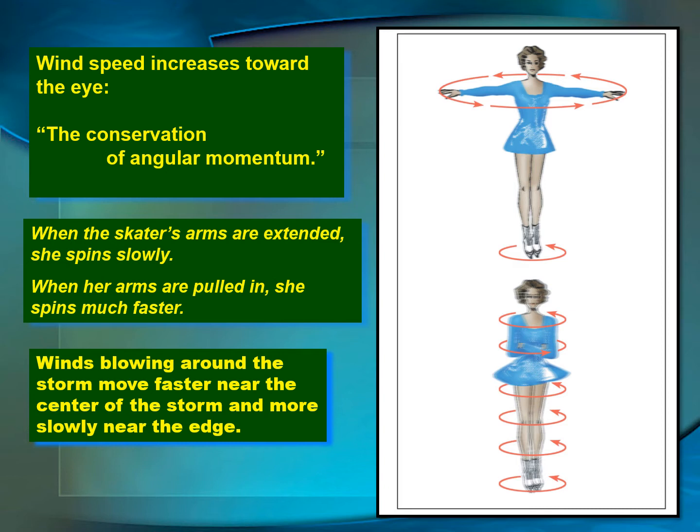Anyway, your skater can start spinning, and she or he is going to have their arms outstretched. But they can make themselves spin faster without moving their feet. They're not having to kick themselves around on the ice. All they have to do is pull their arms inward and they will spin faster. And this is a good demonstration of conservation of angular momentum.